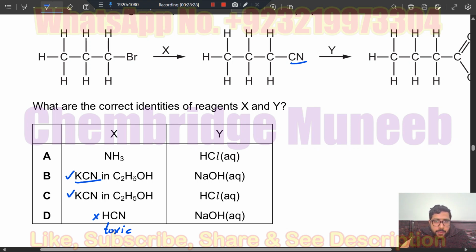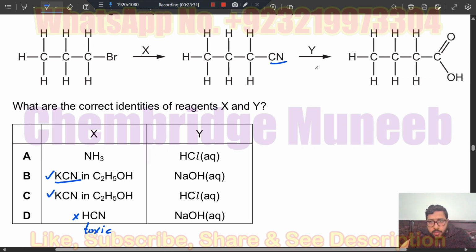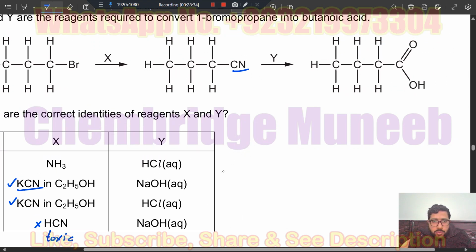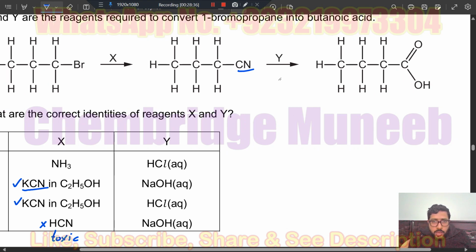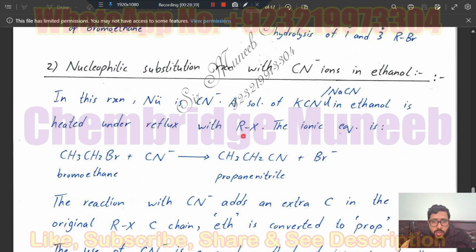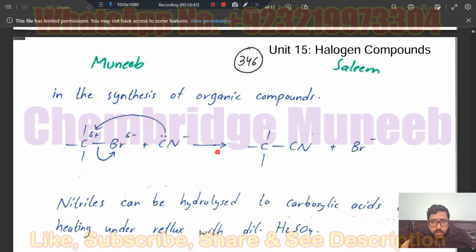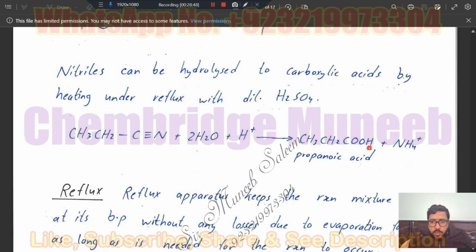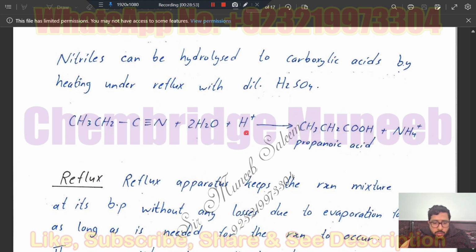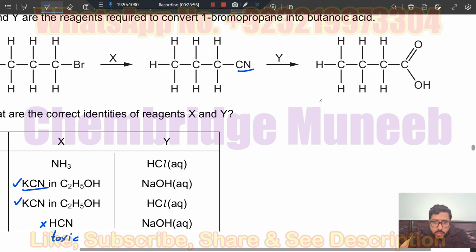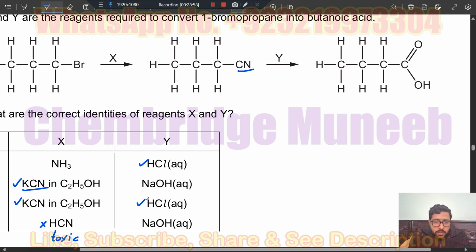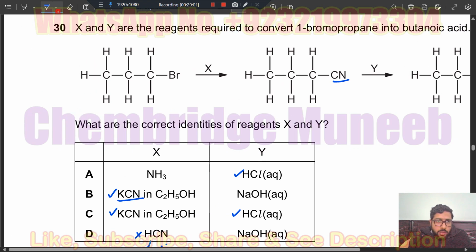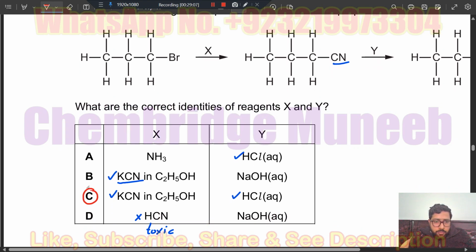So in this case we find that B and C from the first column are the right options. Now after producing this, we have to convert the cyanide into the carboxylic acid. You can find the same reaction in my notes, that we can convert the cyanide into the carboxylic acid by reacting it in the presence of hydrogen ions which come from the acid. That's how we get the carboxylic acid directly. So HCl and HCl both are correct from the second column. In this way the right option becomes the C option.